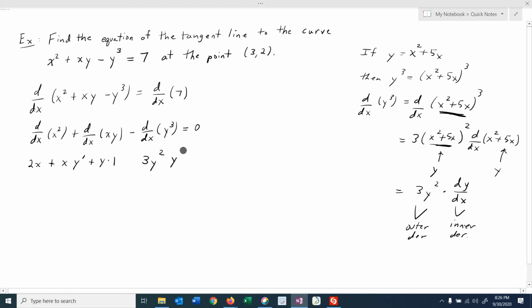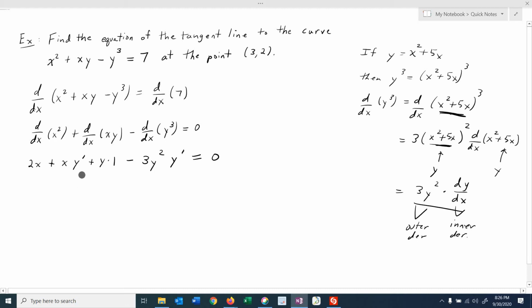And I'm just going to write that as y prime. So it's the same thing that we had over here. Okay, and of course that's equal to 0. So now what we need to do is solve for y prime and then evaluate that at this point 3, 2. And that will give us the slope of this tangent line at this particular point.